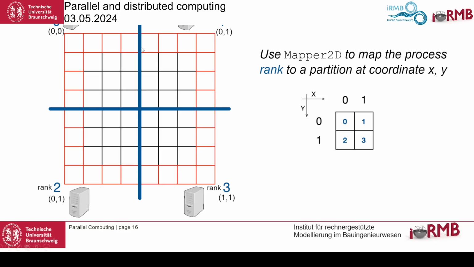0 with 1, 0 with 2, 1 with 0, 1 with 3, 3 with 2, 3 with 1, 2 with 3, and 2 with 0. Okay, I hope I got all of them.